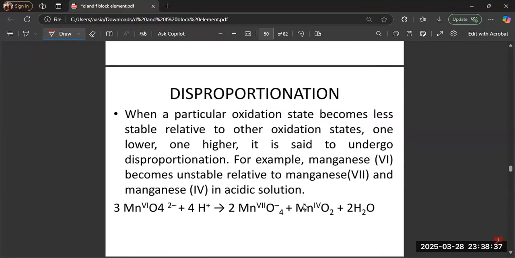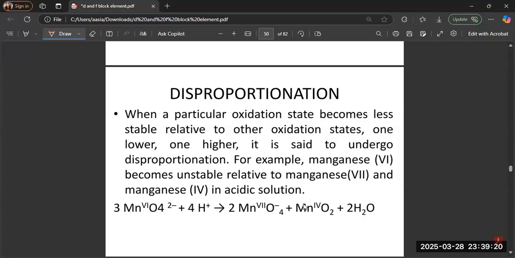Okay, now let's see the disproportionation reaction. When a particular oxidation state becomes less stable relative to other oxidation states, one lower and one higher, it is said to undergo a disproportionation reaction. For example, here's a reaction given: manganese becomes unstable relative to manganese 7.